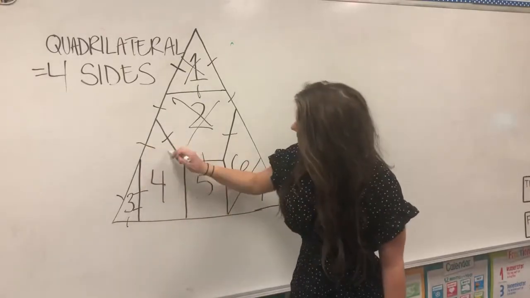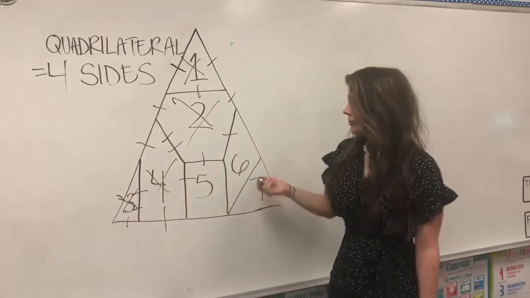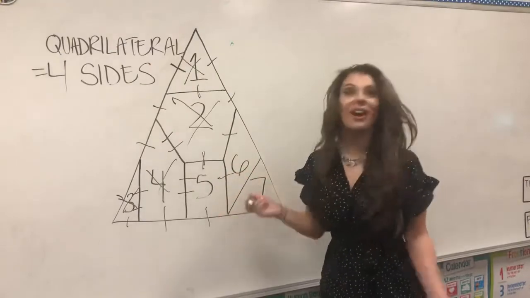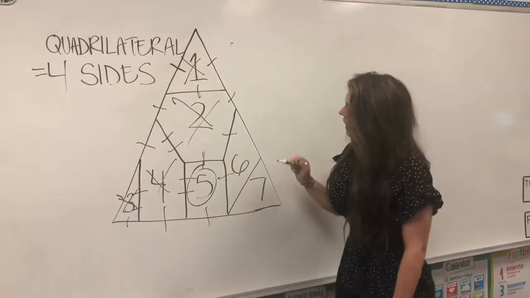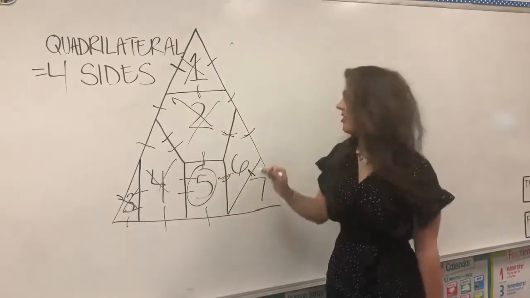How about 4? 1, 2, 3, 4, 5. That's not it either. Let's try 5. 1, 2, 3, 4. I found one. A quadrilateral. How about 6? 1, 2, 3, 4. Ooh, another one.